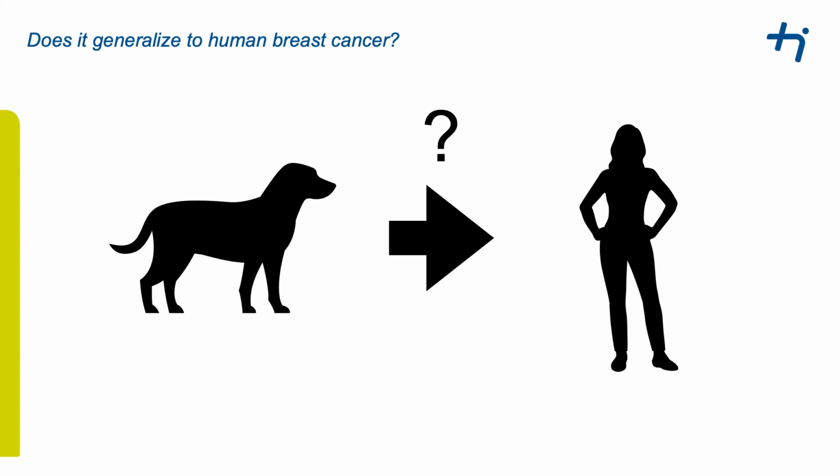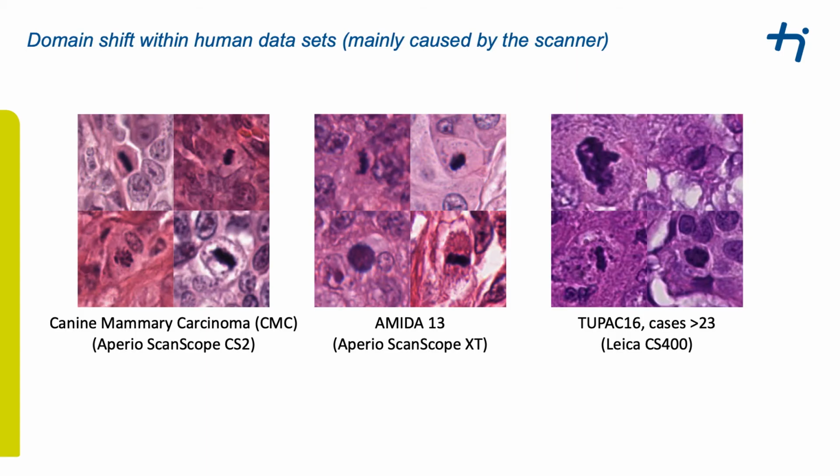Next up, we wanted to answer the maybe even more relevant question if we could use our canine dataset to train models that could be used for the detection of mitosis in human breast cancer. And to that, the answer is actually, frankly, it depends. Because when we evaluated that, we fell into a trap that we didn't expect. Turns out that the major domain shift that we can find was actually caused by the scanner and not so much by the species itself.